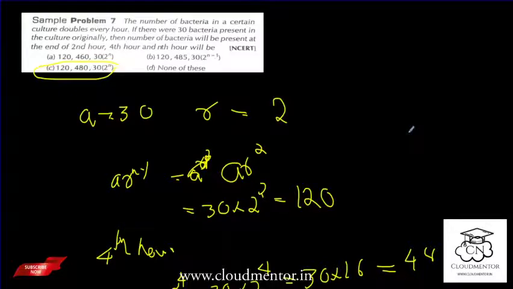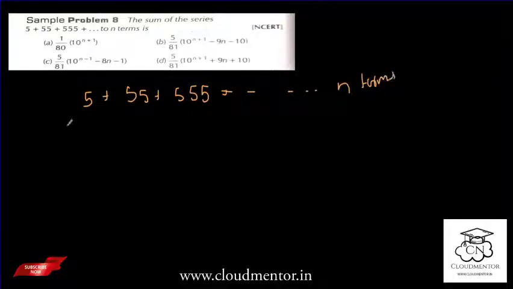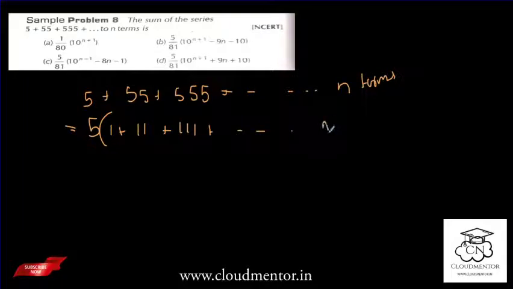Yes. So let's look at the next problem, that is the sum of the series 5 plus 55 plus 555 plus up to n terms is dash. So here we need to use a different strategy. The series is 5 plus 55 plus 555 plus etc. up to n terms, and taking 5 out, we get 5 of (1 plus 11 plus 111 plus etc.) up to n terms.